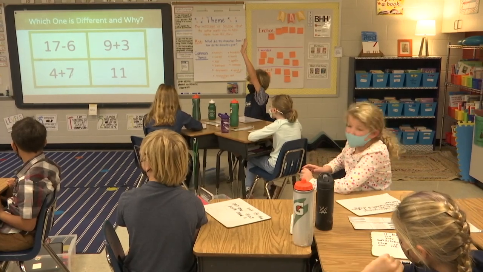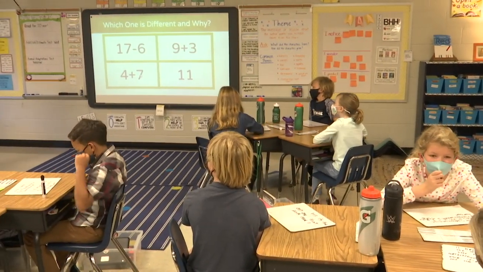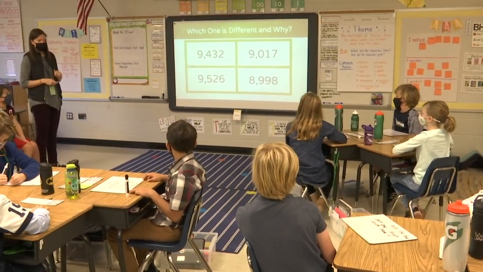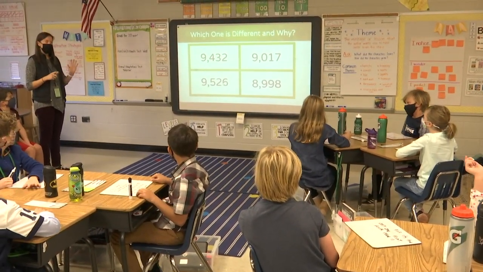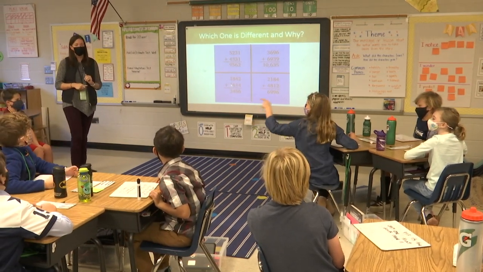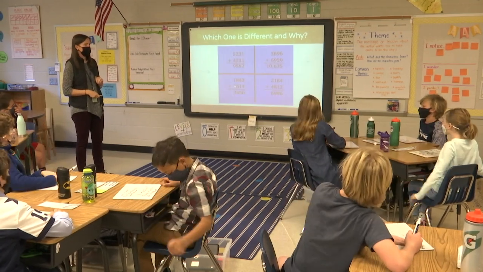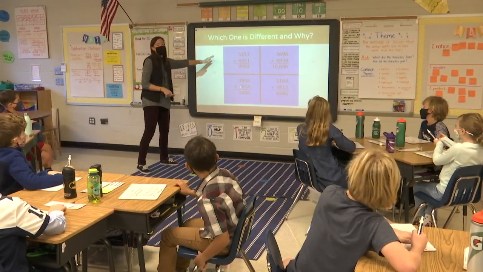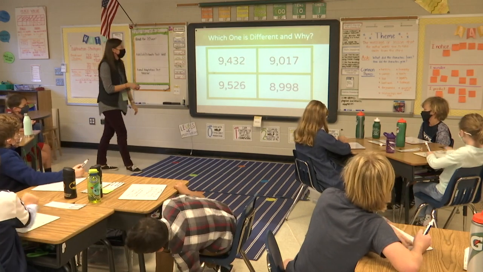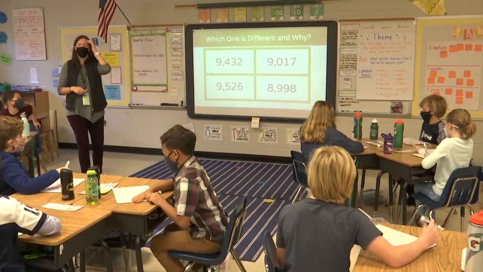Okay, let's see. I'm going to let you all vote on this last one, and then we're going to do one with your table mates. Are you ready? Would you like to do this one? No. Or this one? Okay, we'll save this one for tomorrow. Let's do this one. Thinking about our four-digit numbers.